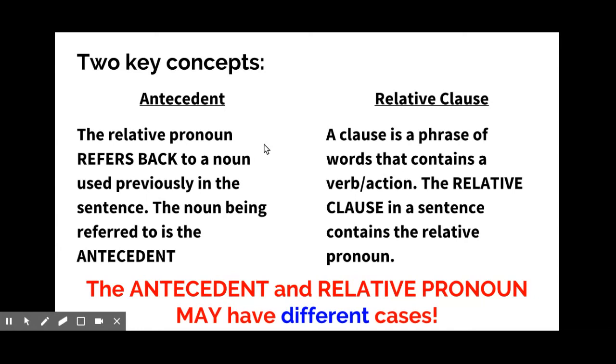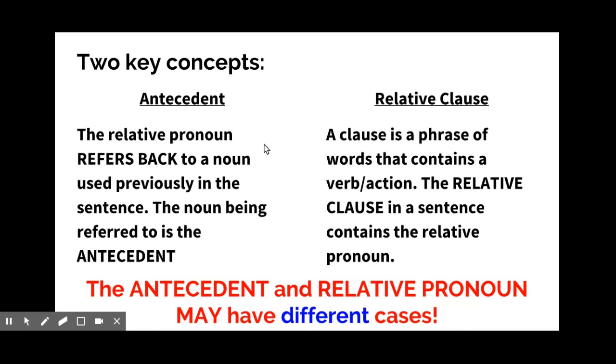When you're in a sentence with a relative pronoun, there are two key concepts that you need to take notice of. The first one is the concept of the antecedent. The antecedent is a noun that appears earlier in the sentence that the relative pronoun refers back to. The noun referred to is the antecedent.